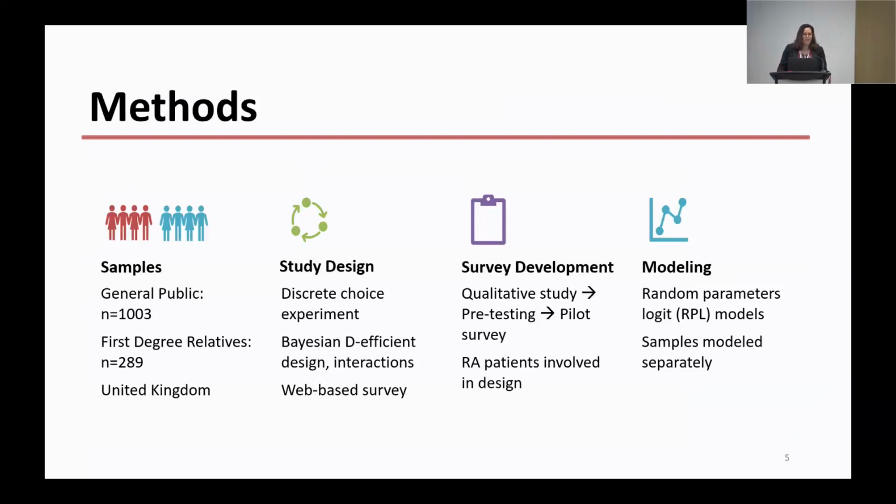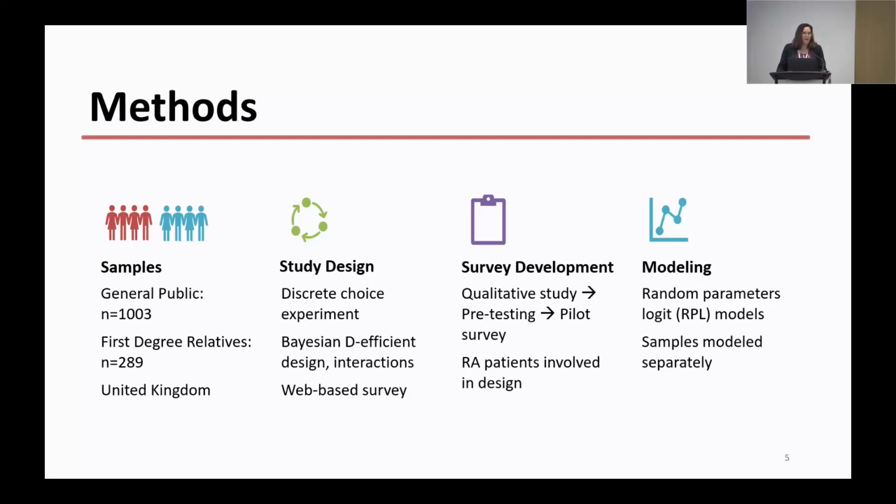There's a lot on this slide, but what I wanted to convey is we used best practices in designing preference studies. They're rigorously designed with regard to the sample. The key here is we had a general public sample and first-degree relatives that we recruited during the pandemic based on their family member coming to an RA clinic or participating in an RA study.